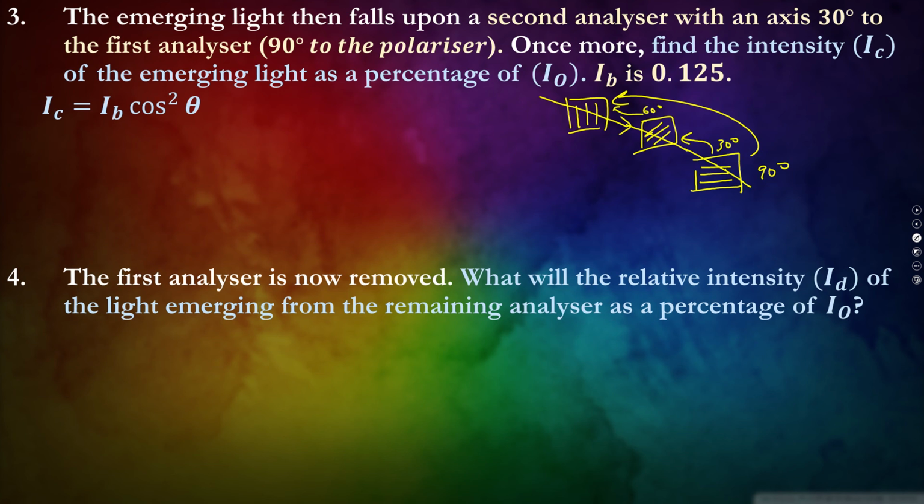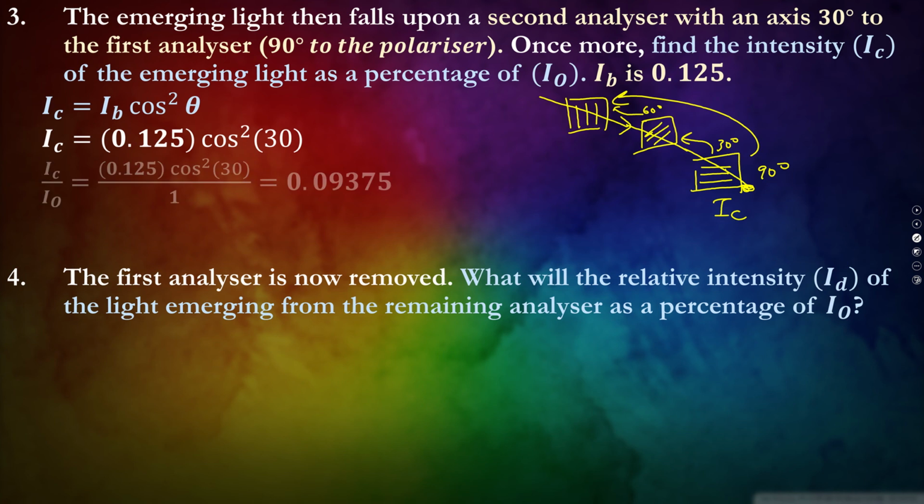Okay. So using the value we had before, which was 0.125, what is the new intensity of light coming here at IC? Substitute it in. The original was 0.125 cos squared 30. And then we get 0.09375. So we have about 9.375% of the original intensity of light coming through in the third polarizer or the second analyzer there.